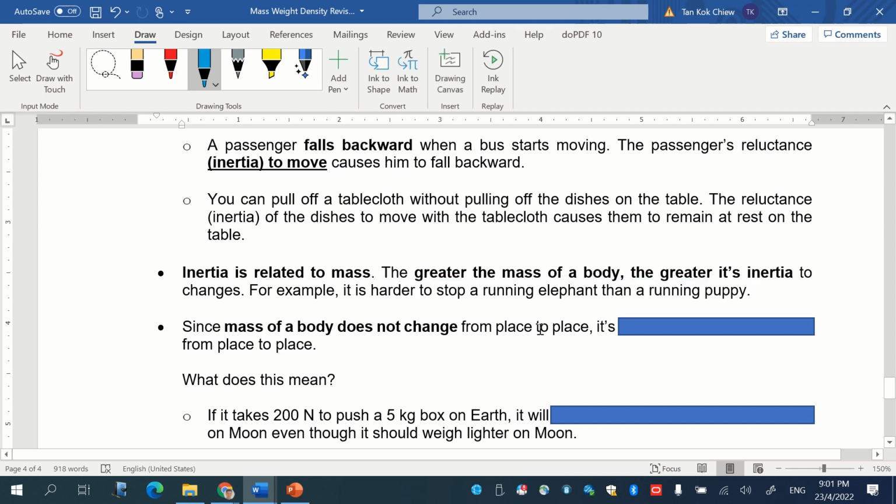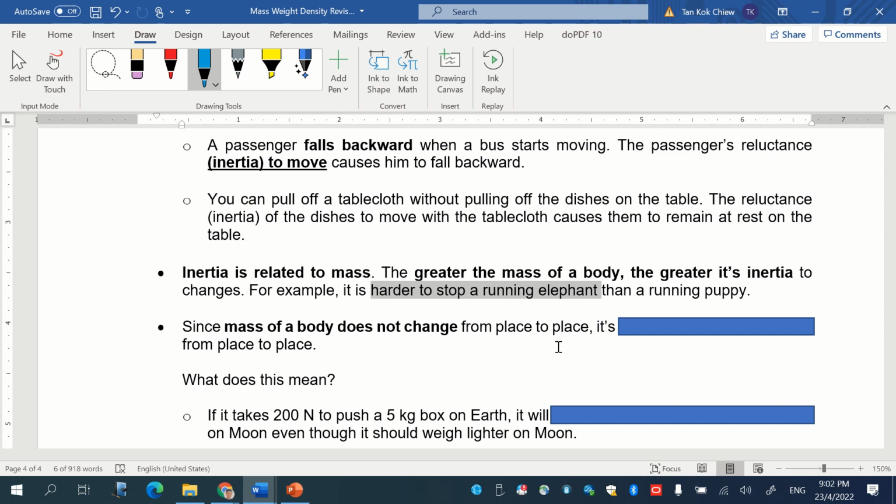Of course, it is harder to stop a running elephant because his mass is many times bigger than a puppy, and even if you get a chain to hold on to him, it will be the elephant that pulls you along. You won't be able to stop him because the greater the mass of a running body, the greater is its inertia to stop or to change.